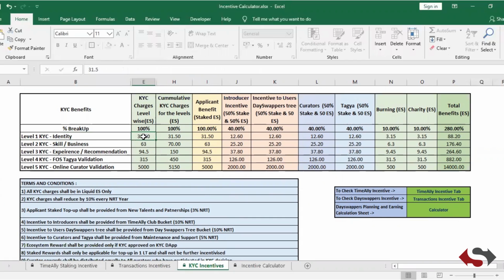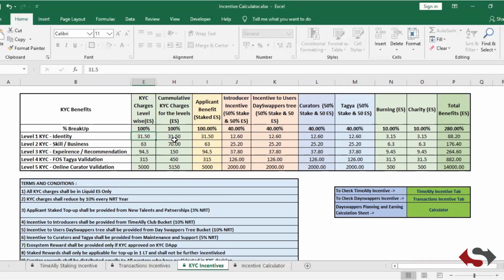So if you want to list yourself on any of the platforms, so have a skill, business, expertise, you can list your skills, business, and carry forward that service whichever you want to provide. List your business. You can even show its experience, recommendation. So we will verify it, and you shall have the level 3 KYC approved. These are the charges which you need to pay for the KYC.